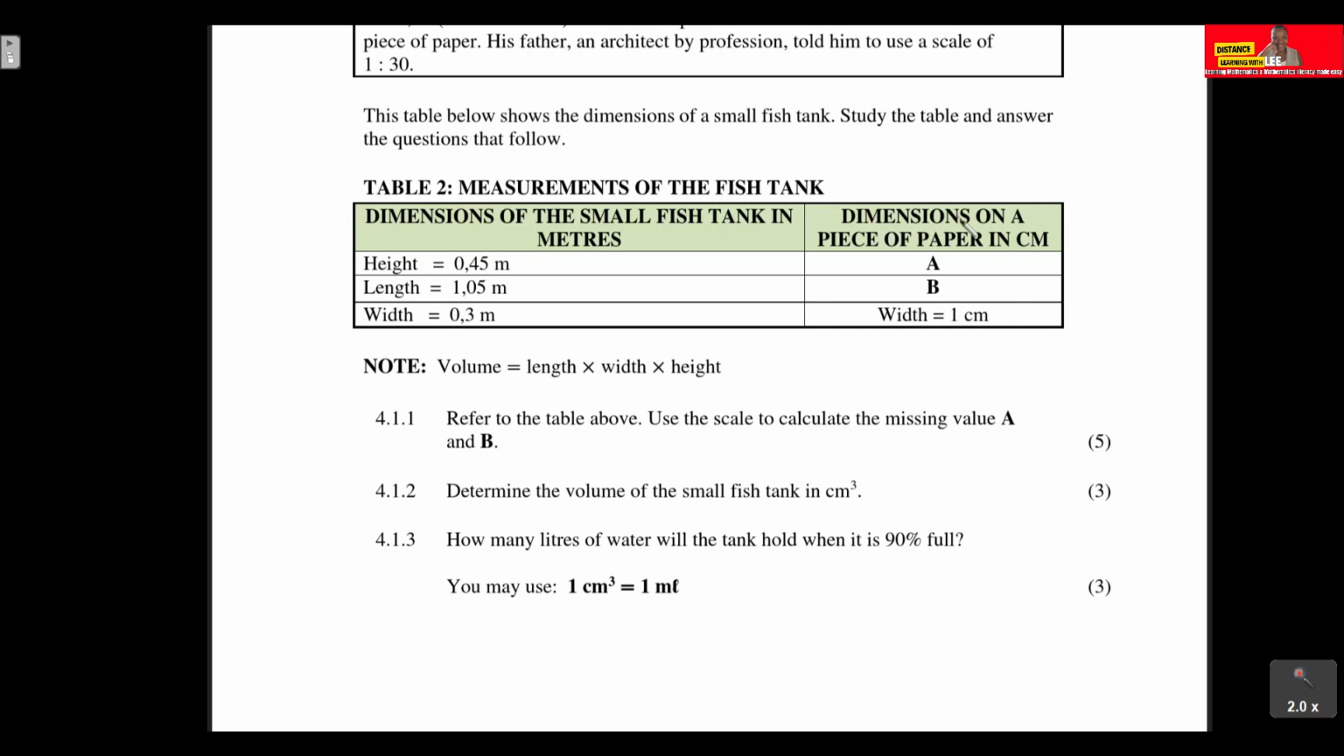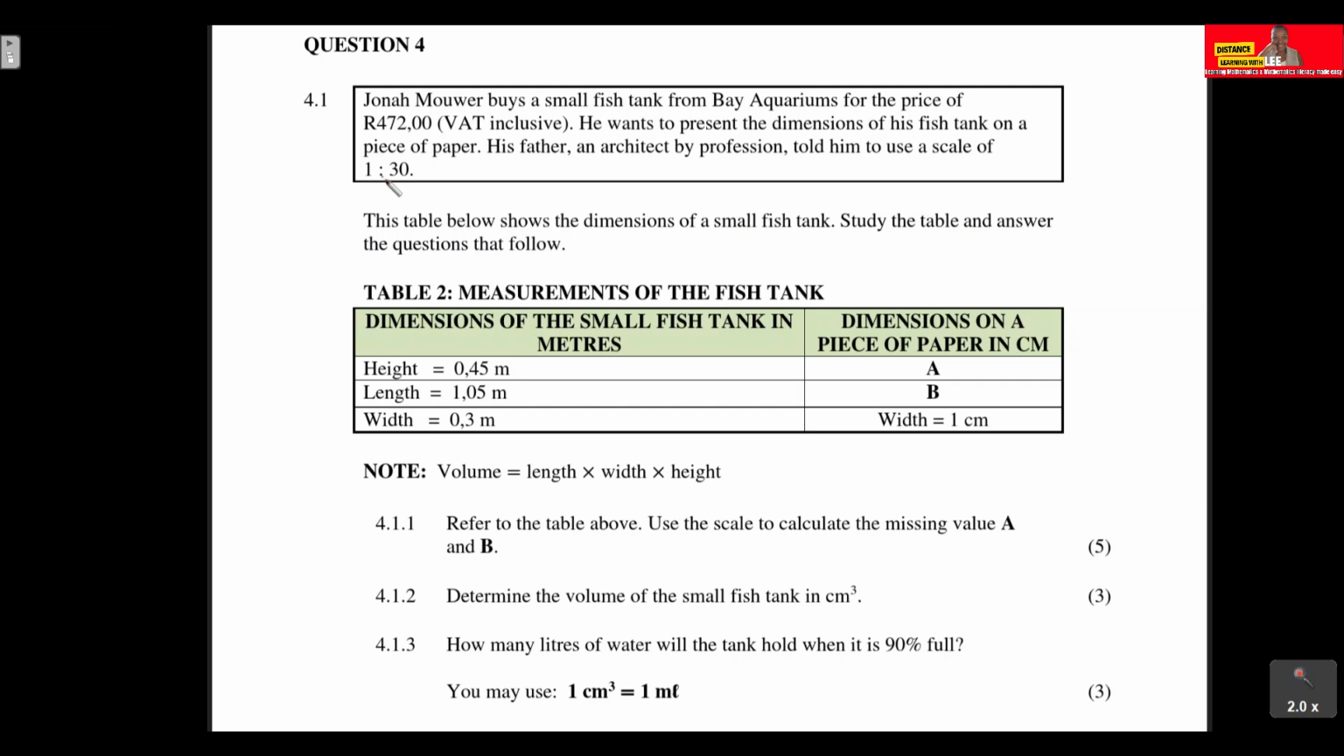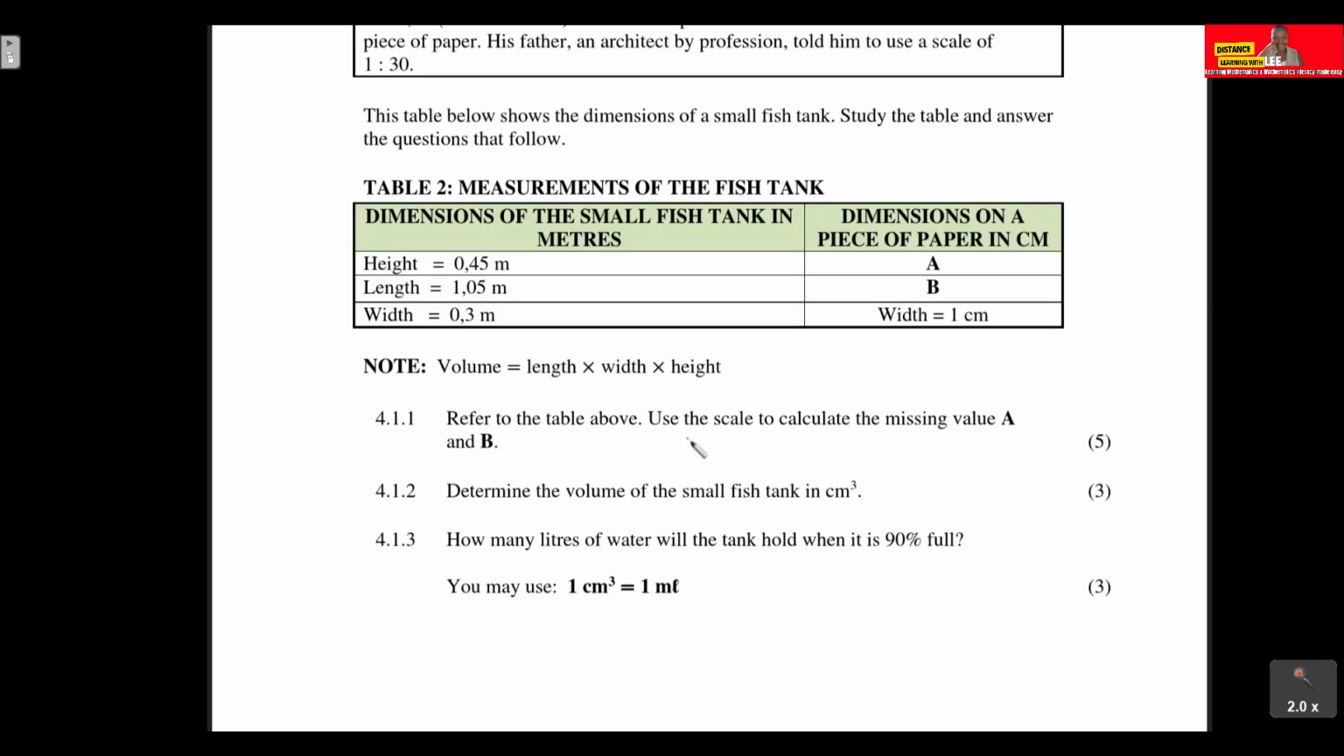You need to remember that the dimensions on a piece of paper are represented in centimeters. However, the dimensions in real life are represented in meters. So now we have to determine the dimensions on a piece of paper in centimeters using this number scale that was given to us. We are told to note the volume is equal to length times width times height. Question 4.1.1 says refer to the table above. Use the scale to calculate the missing values A and B.